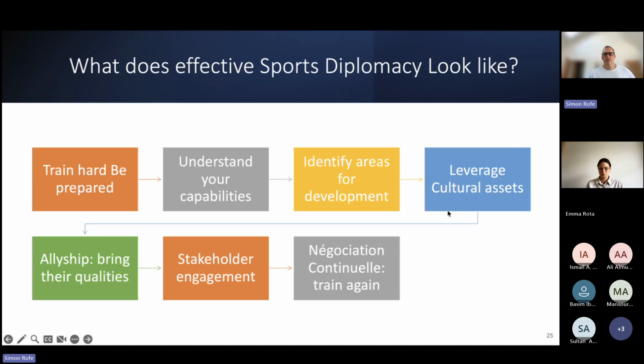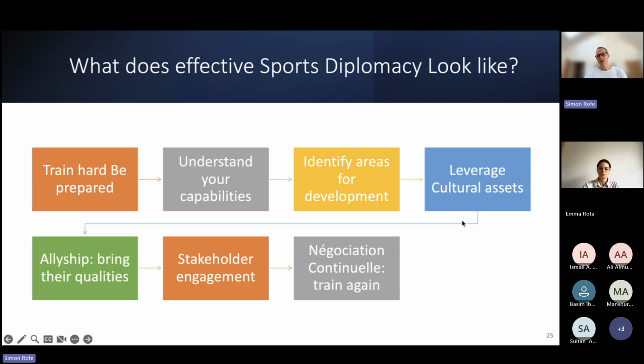So what does this effective sport diplomacy look like once you've agreed that it matters? Well, you need to train hard. You need to invest. So you need to be prepared for what comes next. We need to have a really good understanding of our capabilities and be ready to identify areas for development, because nobody has this absolutely nailed down, if you like.